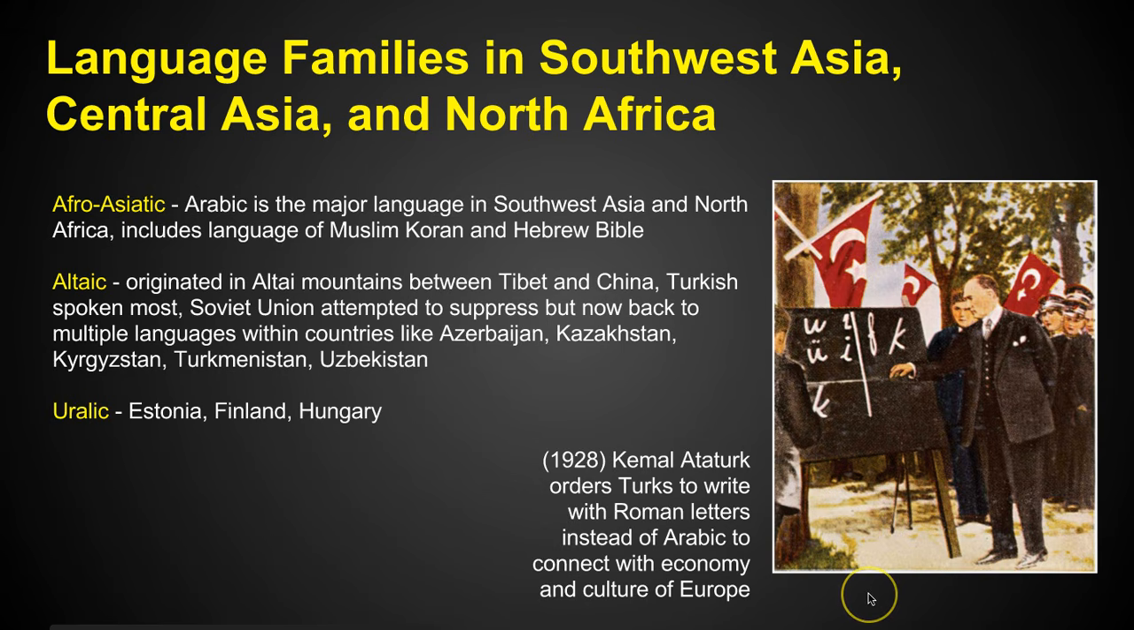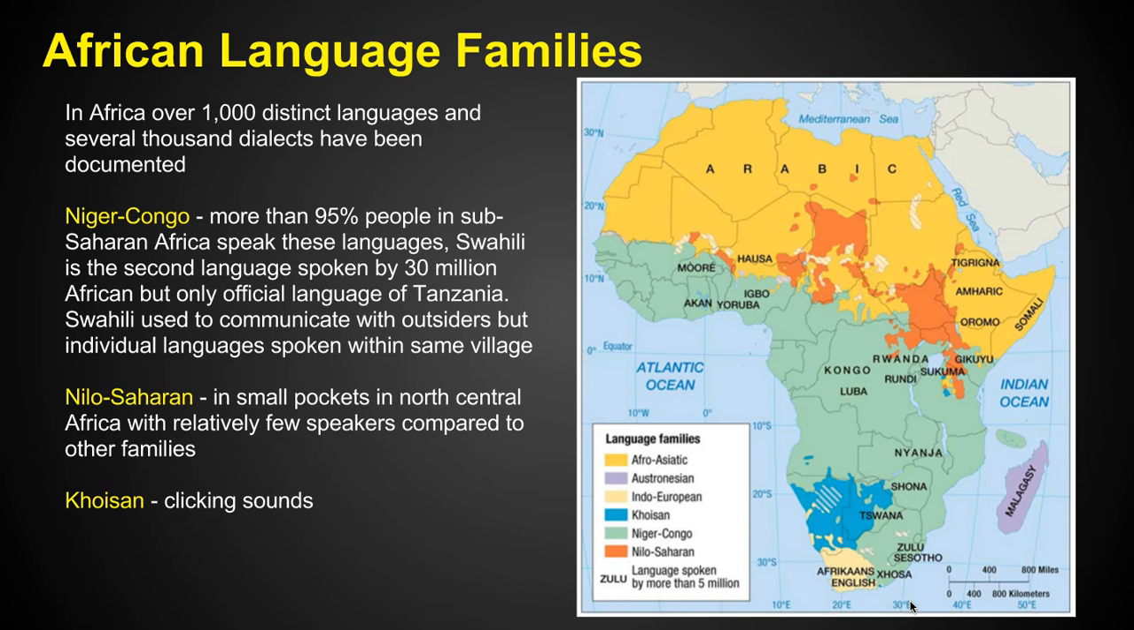What you got going on? This is a representation of Kemal Ataturk, who orders all of the Turkish people to write with Roman letters instead of Arabic to connect with the economy and culture of Europe. So this is one way that languages differ when you've got a specific situation where Ataturk here in 1928 orders the people of Turkey to write with letters that are familiar to people in Europe so they can do business with them. African language families.